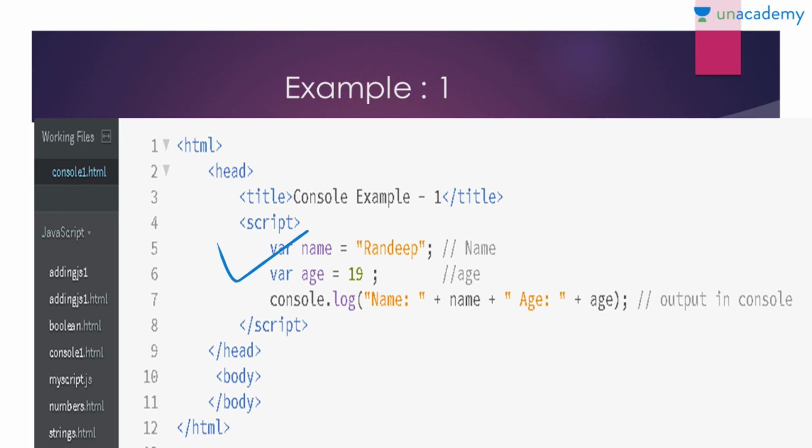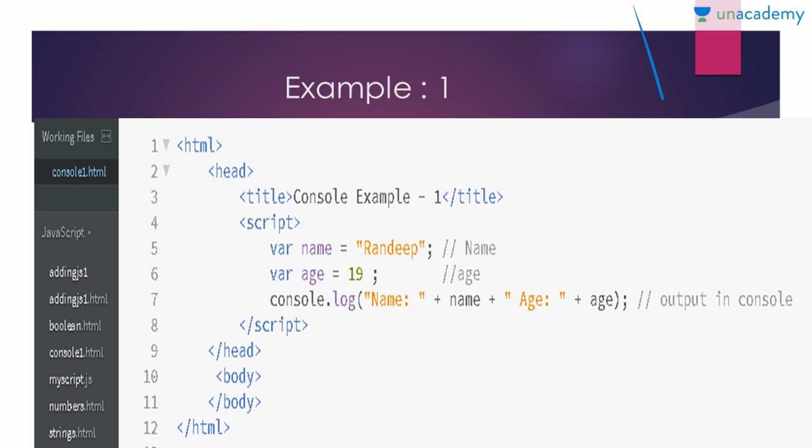In the same way we have used a number, another variable which is variable age, and we have assigned a value 19 to that variable. Now I just want to print the value of these 2 variables, right? And for that, what can I do?